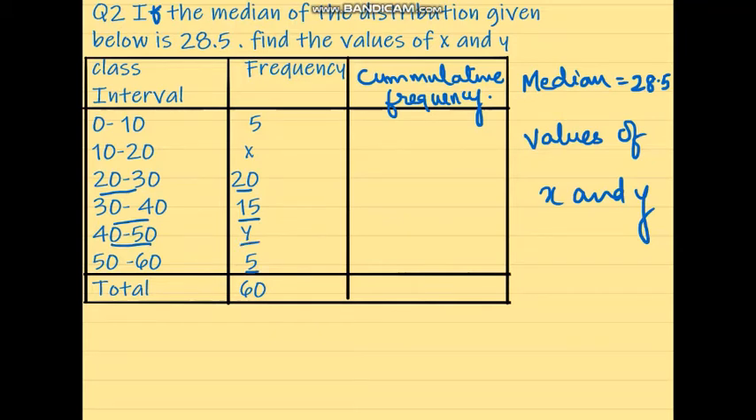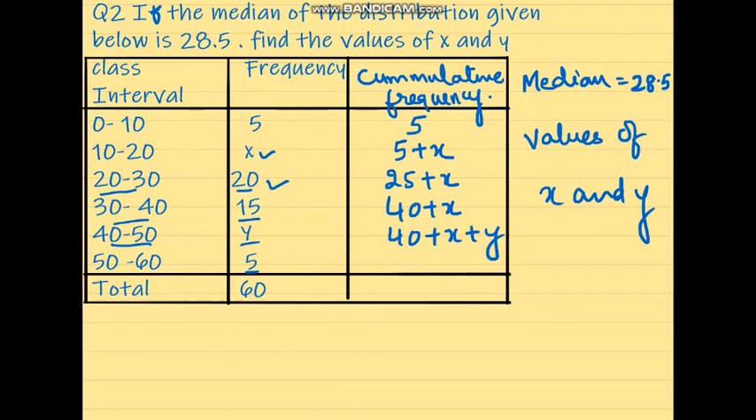Now let us calculate the cumulative frequency. 0 to 10 is 5, so the first one will be 5. The second one is x, so here you will get 5 plus x. Next, 5 plus x plus 20, so 25 plus x. Next is 25 plus x plus 15, that is 40 plus x. The next will be 40 plus x plus y, and the last one will be 40 plus x plus y plus 5, so 45 plus x plus y. So here you have got the cumulative frequency.